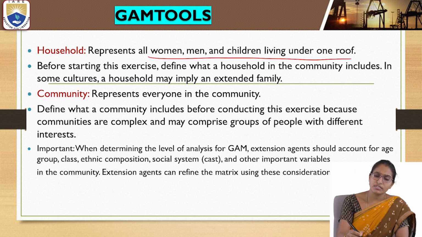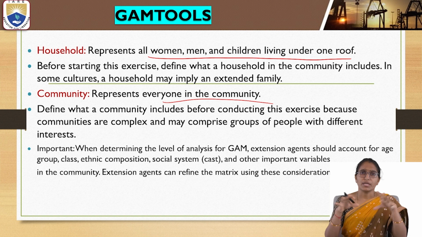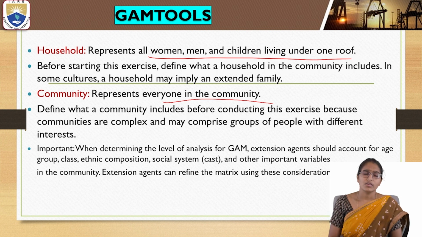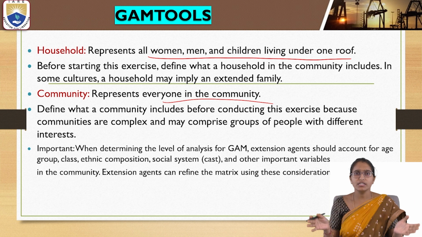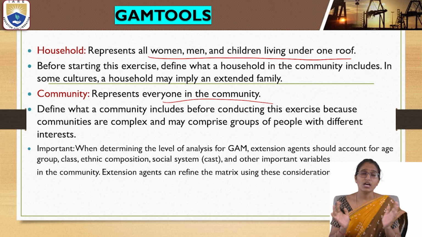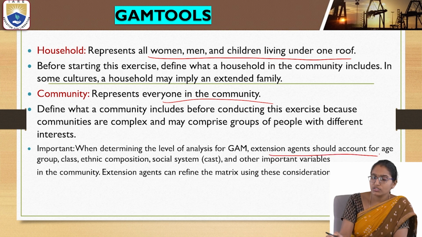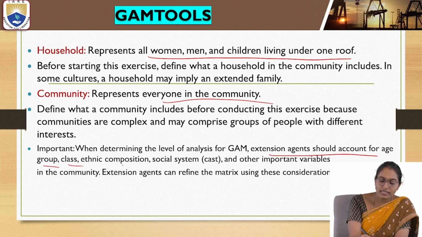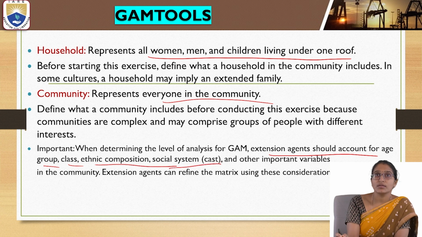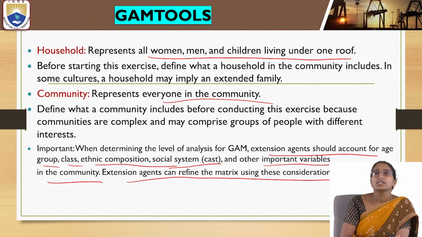And community represents what? All people belonging to different religions, the communities of the particular place. So you know what a community is, so all different cultures can be there, different types of people can be there, different families can be there, so it represents all combined together. So when determining the analysis of GAM, the extension agent should account for age group, class, ethnic composition, social systems, and other important variables in the community. So you have to note these down; the extension agent can refine the matrix using these considerations.